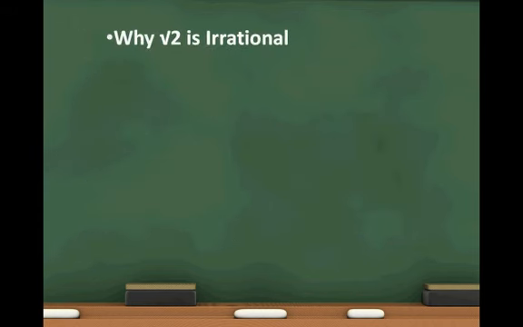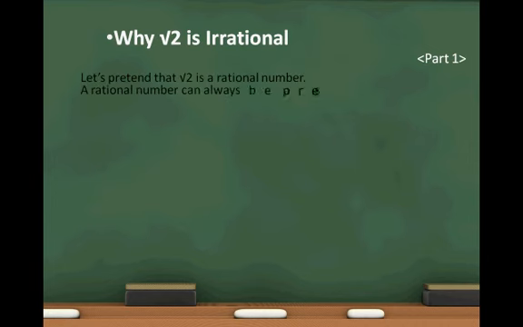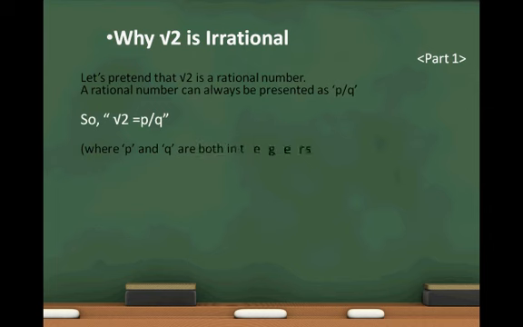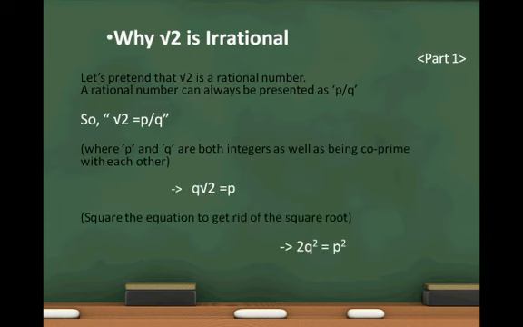Now let's move on to why the square root of 2 is irrational, and I'll first prove it in an algebraic way. So let's first pretend that we don't know what irrational is, and we'll pretend that the square root of 2 is a rational number, and a rational number can always be presented as a fraction. So we'll set the equation as square root of 2 equals p over q. And p and q have to be both integers as well as being co-prime with each other. Being co-prime with each other means that their only common divisor is 1.